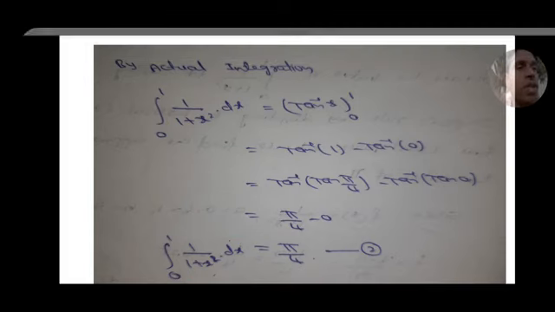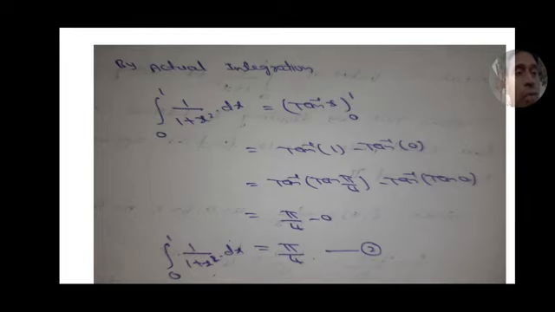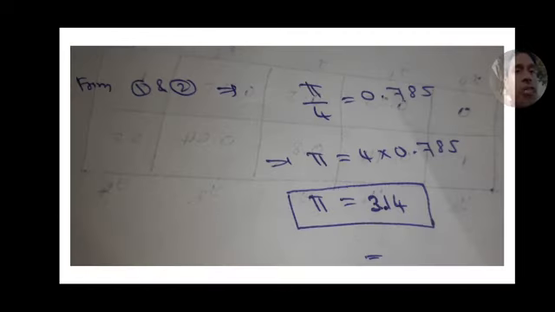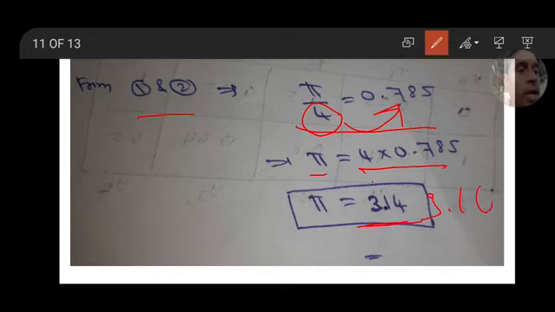From equation 1, the integration value is 0.785. From equation 2, the integration value is pi by 4. Both the equations' LHS are equal, therefore RHS are equal. From equations 1 and 2, pi by 4 equal to 0.785, that is pi equal to 4 into 0.785, since the division moves to the other side and becomes multiplication. If you multiply, we get 3.14. 3.14 is the approximate value of pi.